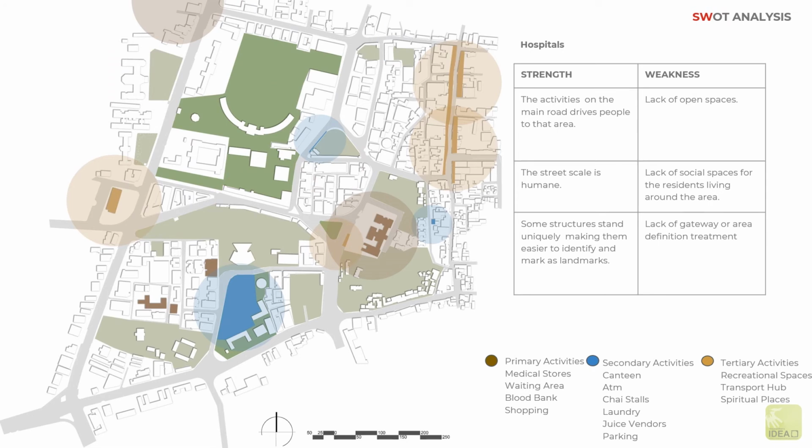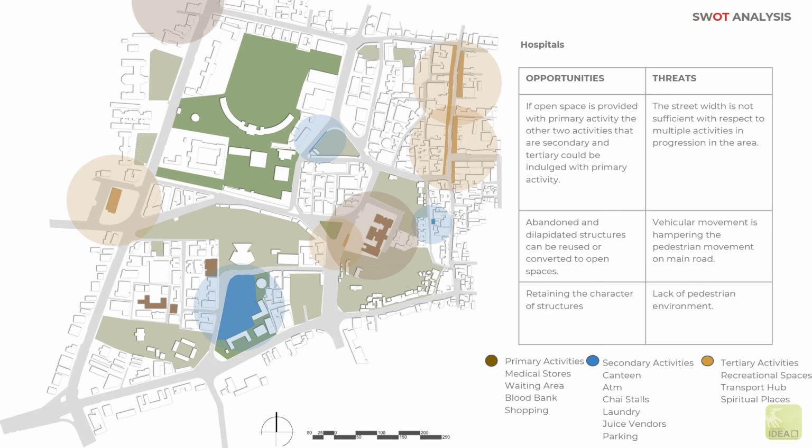The strengths for the hospitals are: the activities on the main road drive people to these institutional buildings. The street scale is humane. Some structures stand uniquely, making them easier to identify and mark as landmarks. Weaknesses are lack of open spaces, lack of social spaces for the residents living around the area, and lack of gateway or area definition treatment. The opportunities are: if open space is provided with primary activities, the secondary and tertiary could be indulged with the same.